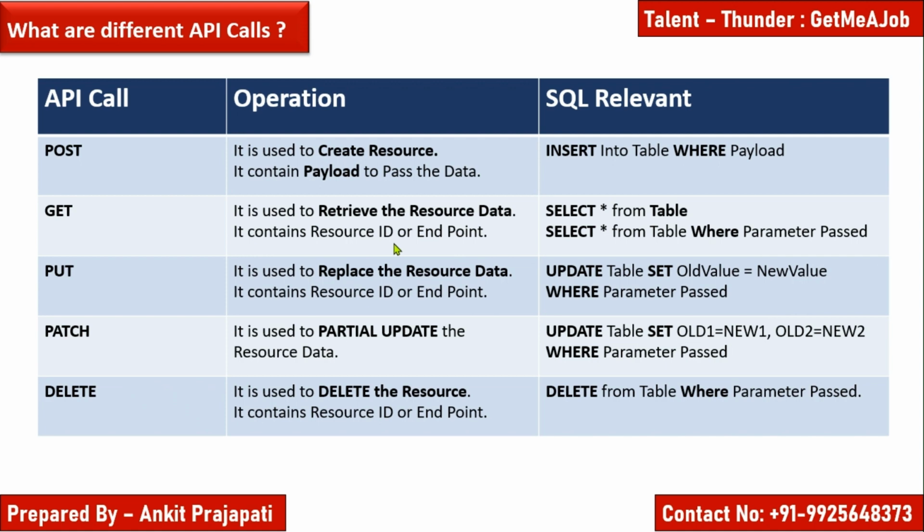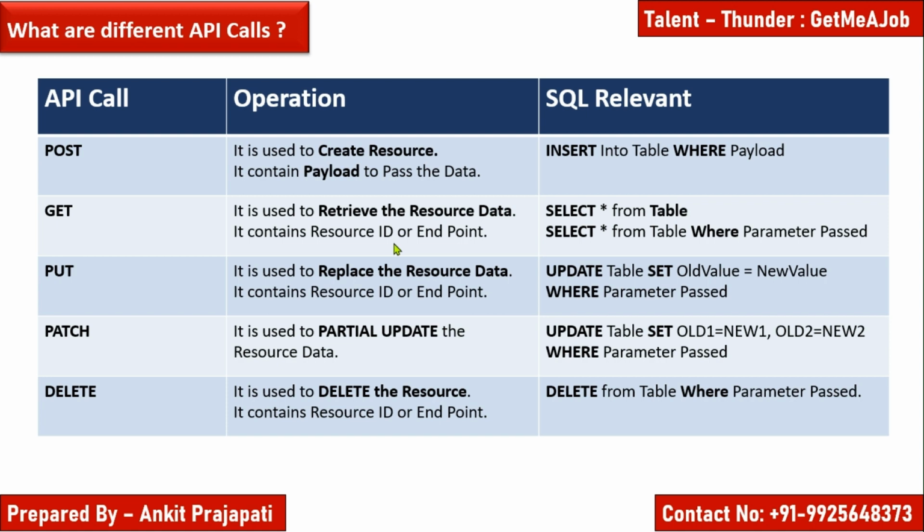So, post means you create a resource, similar to inserting a new record into the table. Then get means you retrieve the data from the application, based on the resource ID in the endpoint. So it's similar to select star or select a specific column from a table. Then put will help you to replace the resource, right? Over here it's similar to updating the data, but it will not update just a few pieces of information. It will completely replace the old record with the new record, based on the parameters you have passed.